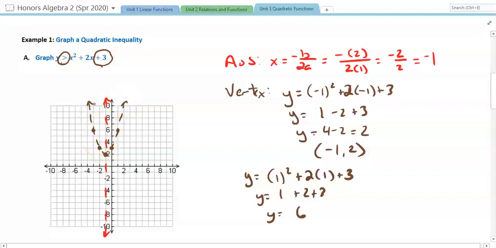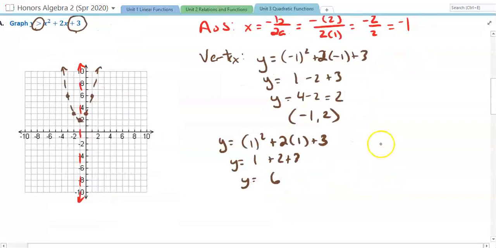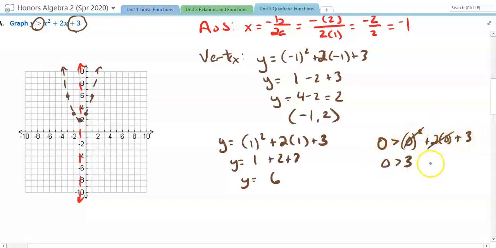Okay? And so now we get the testing points. And again, I told you that (0, 0) and (0, 1) would be really great points to choose because plugging in (0, 0) would give me a really easy inequality to solve. And so I get 0 is greater than 0 squared plus 2 times 0 plus 3. Well, that's 0 and that's 0, so we get 0 is greater than 3, and that is a false statement. And so this point does not work.